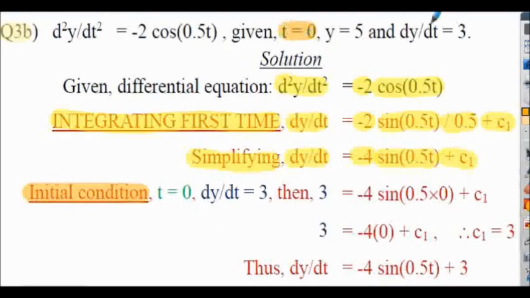Next we impose the initial condition given in the question. Time t is equal to 0, dy by dt is equal to 3. So in our equation, left hand side we have 3, on the right hand side we put the 0 where we have a t, so in our bracket here. Note the sine of 0 is 0, so we can evaluate c1. c1 is 3. So now dy by dt is equal to negative 4 multiplied by the sine of 0.5t plus 3.